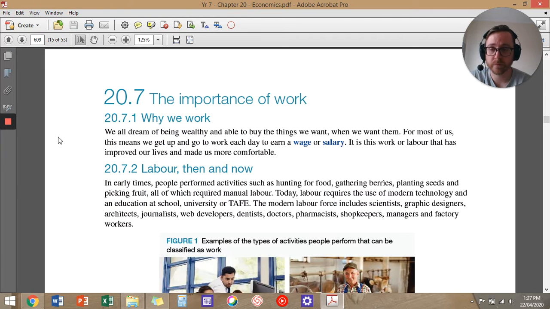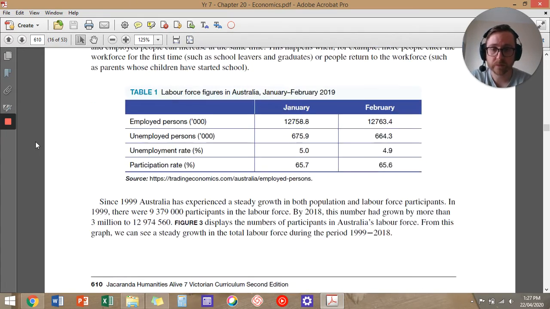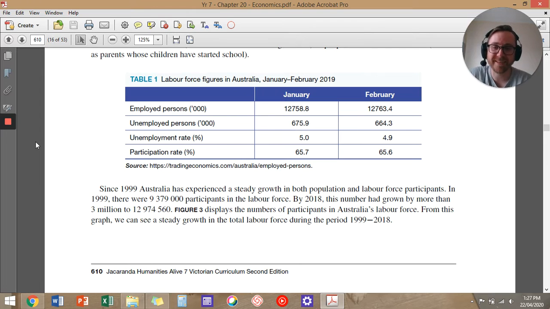Grumble, grumble, grumble. I have to go all the way up here. Zoomed in too much. Grumble, grumble. Wrong page. There we go.